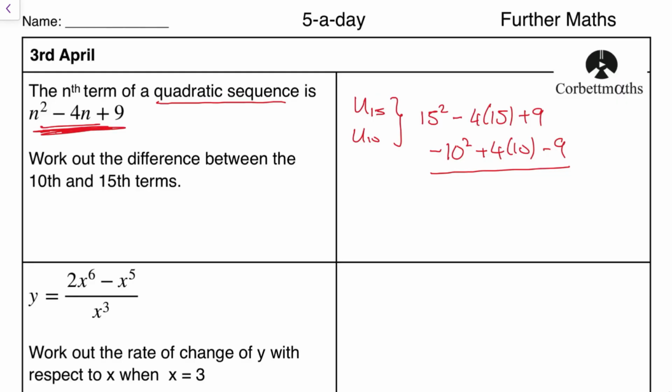The 9s cancel, so that gives me 15 squared is 225, minus 60, minus 100, plus 40. Again, this isn't necessarily the most efficient, but marginally quicker. And that gives me 105. So my final answer, the difference is 105.